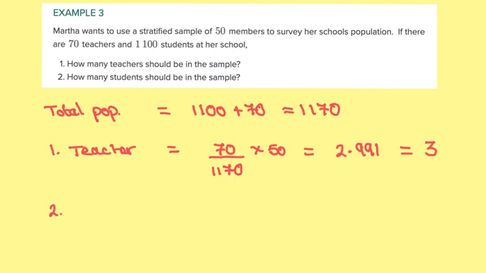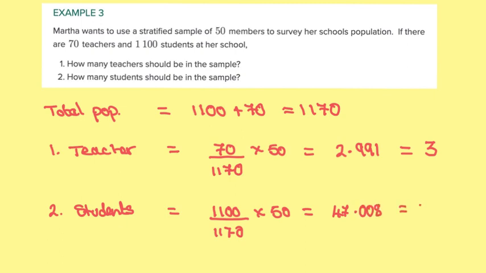Number 2, students. Again, we want exactly the same proportion, so that is equal to 1,100 out of 1170 times the 50, which is equal to 47.008, which is equal to 47 students. So we want 3 teachers and 47 students, which will give us 50 members in the stratified sample.